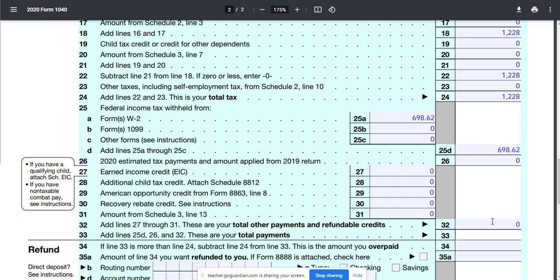And so all of those credits are considered money going towards the government for your taxes. We're going to add those two numbers together, and that's how much the government sees that you have sent them. So even though those credits are not money you actually sent, the government sees it as a credit for you. So you owe the government $1,228. You have sent the government $698.62. Do you think you're getting a refund, or do you need to send them more money? More money. You need to send them more money.